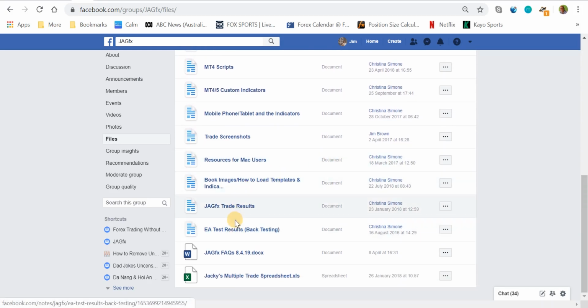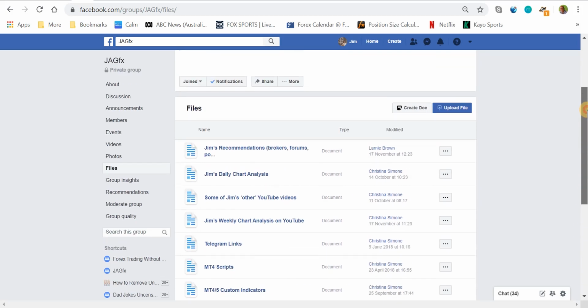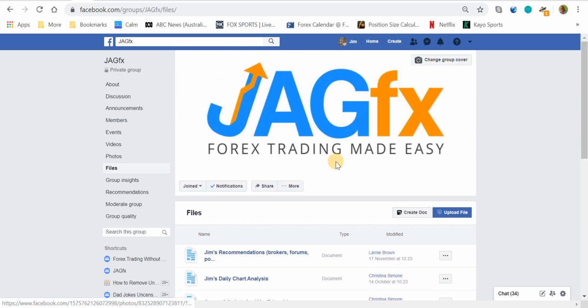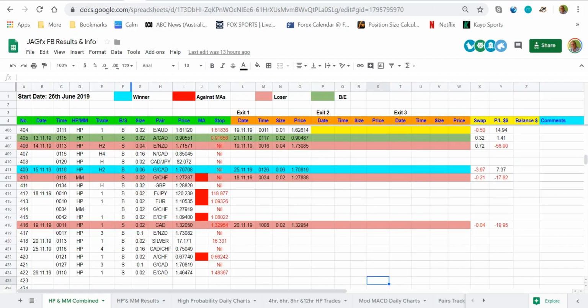I'll show you that spreadsheet in a minute. That's shared also. FAQs, if you've got some questions, and the multiple trade spreadsheet I use. So that's all in the JAGfx files folder. Let's have a quick look at our spreadsheet, so I'll give you an idea what's going on. This is the spreadsheet I share.